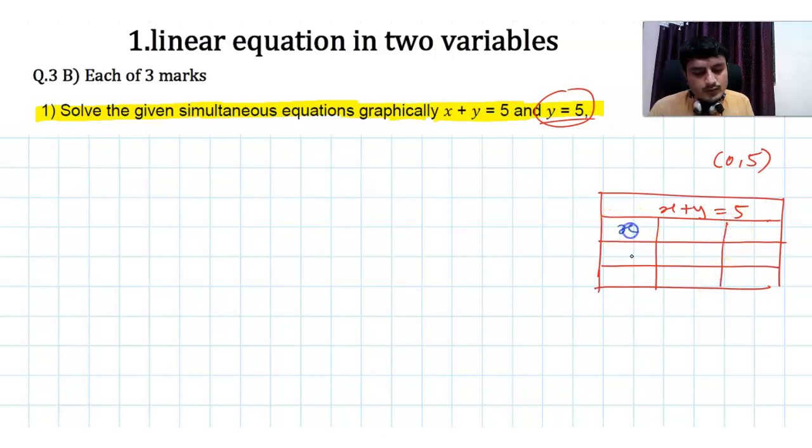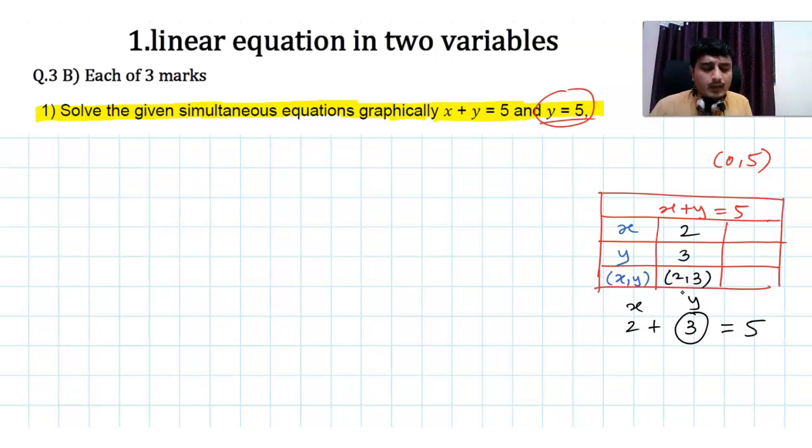First row for the values of x, next row for the values of y, and the last row for the coordinates (x, y). Now suppose we assume the value of x is 2, so 2 plus something gives us 5. So the value of y is exactly 3, because x is 2 and we are adding 3 to it so that we get 5. So the value of y is 3, and the coordinate we have is (2, 3).